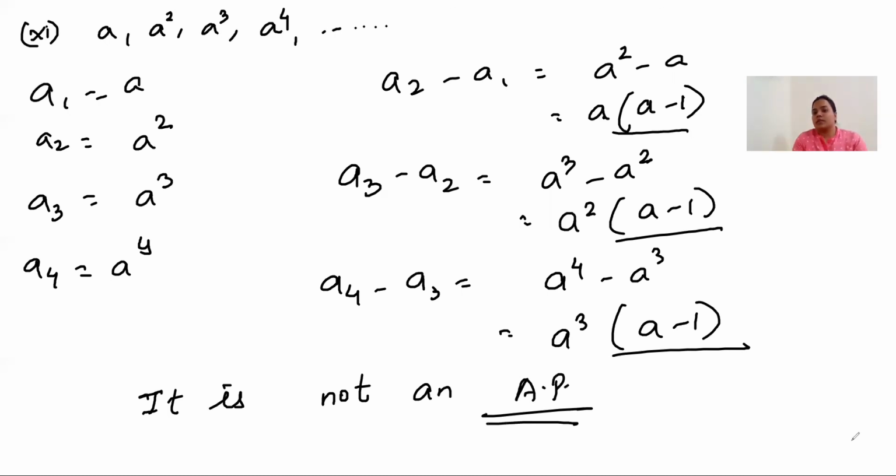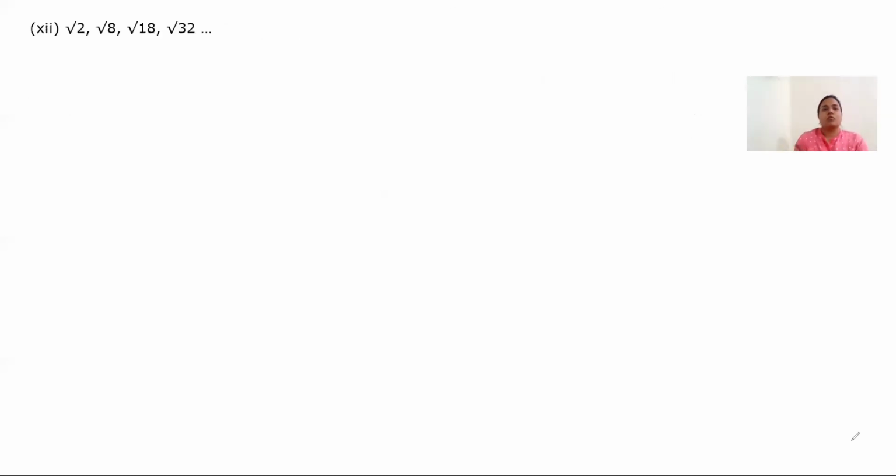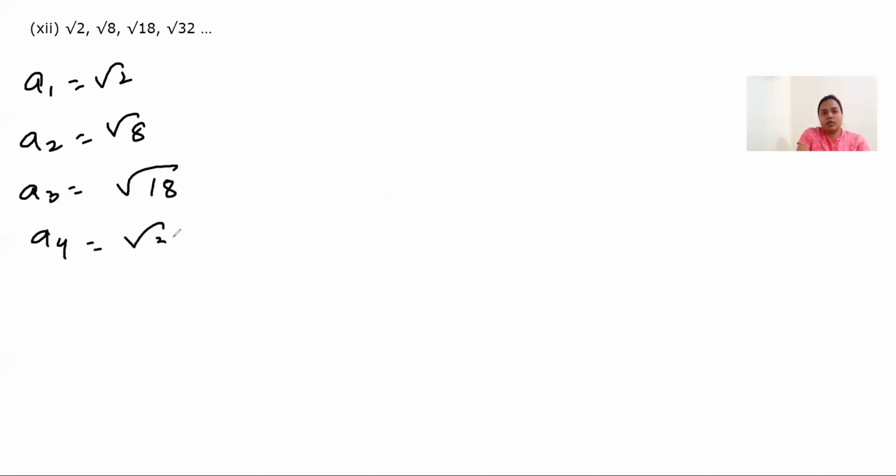Fine. Next question. A1 is root 2. A2 is root 8. A3 is root 18 and A4 is root 32. We will factorize these square roots. This will be root 2 only. This will be 2 root 2.